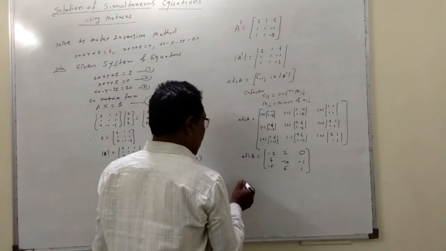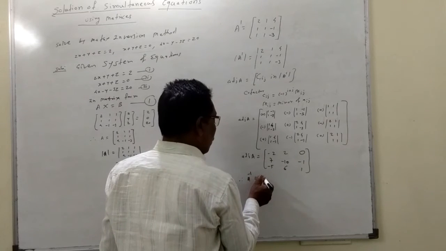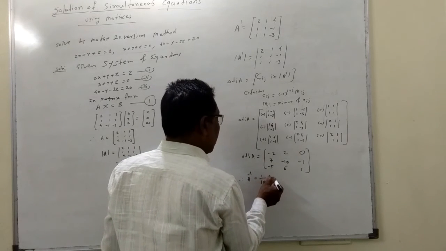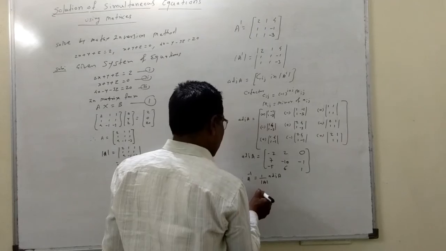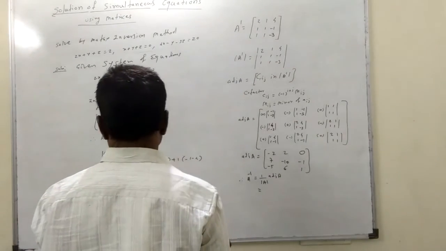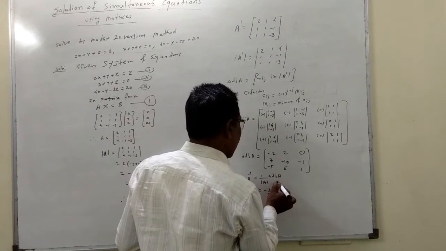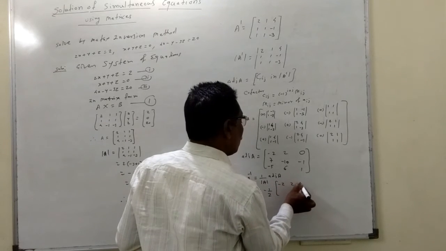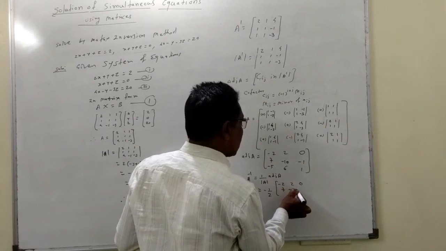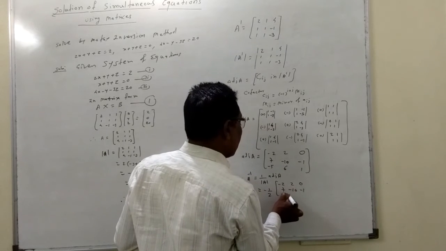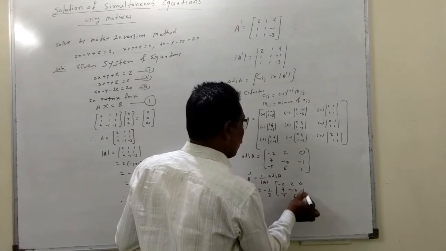So therefore A inverse is equal to 1 upon determinant A into adjoint A. So determinant A is minus 2, so minus 1 upon 2 into adjoint: minus 2, 2, 0, 7, minus 10, minus 1, minus 5, 6, 1.